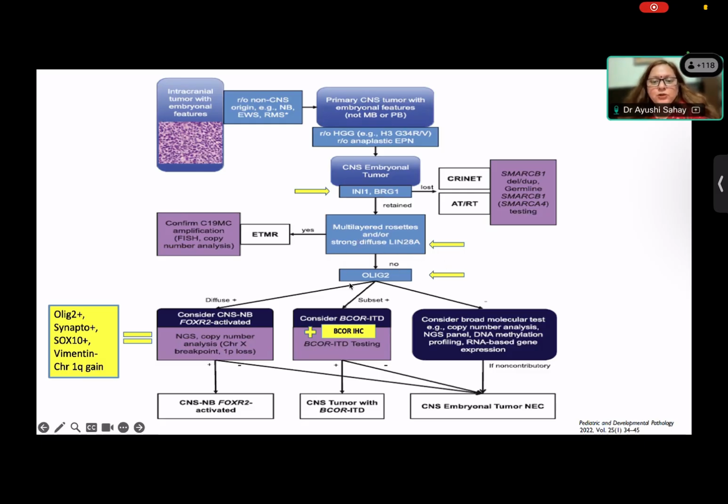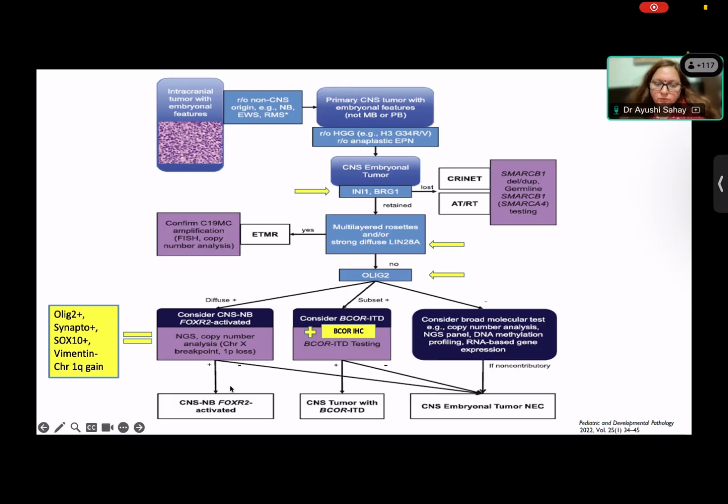If it is absent, then you do an OLIG2 staining. And if it is diffusely positive, then you have to consider a FOXR2-activated neuroblastoma. If there is OLIG2 in only a subset of cells, you can add BCOR IHC, so you can confirm the BCOR ITD type of CNS embryonal tumor. And then only after this basic panel of IHCs have been tested can you go for advanced testing if required, or refer for advanced testing to rule out any other subtype of embryonal tumor.